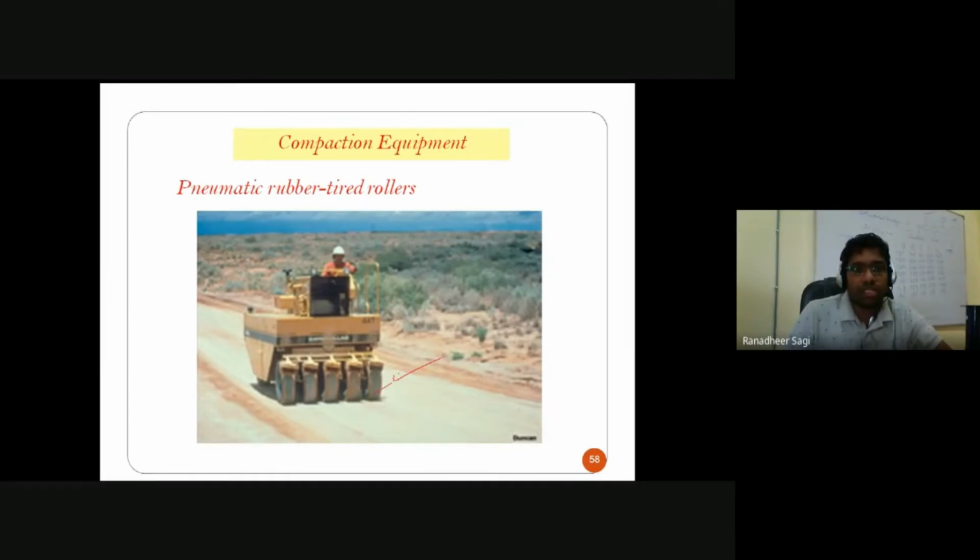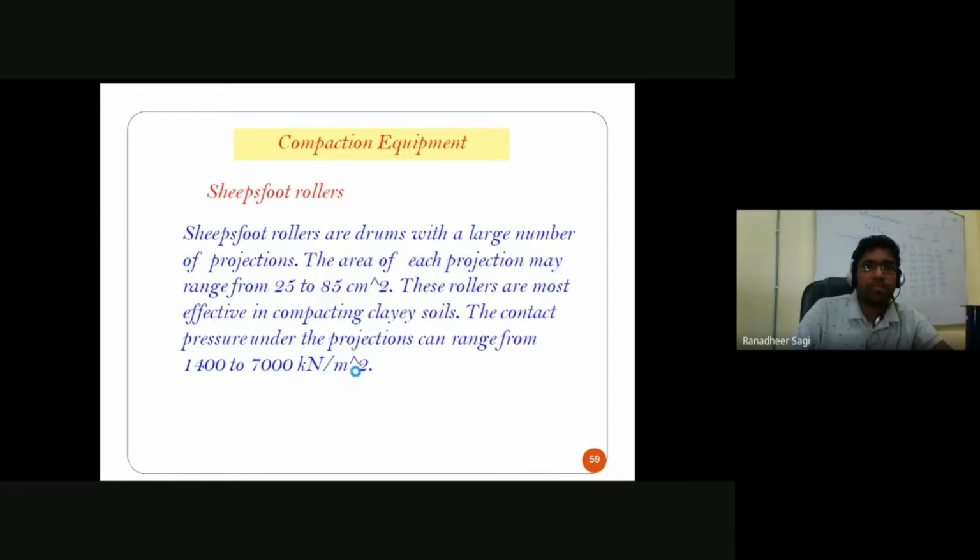You have some series of rubber tires which are aligned in a particular row, and they are going to be rolled over the surface of the ground where you wanted to achieve your required compaction. Next is sheep foot rollers. Already in the introduction I have talked about in the previous class.